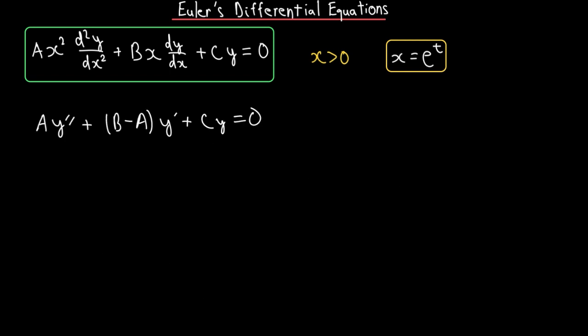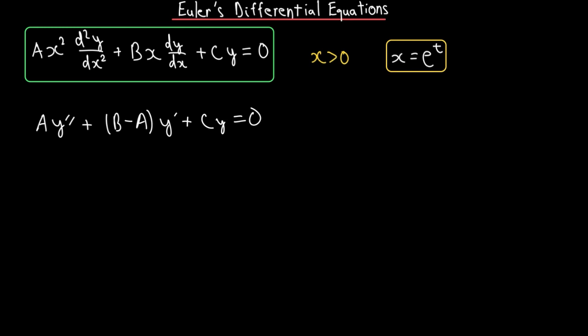To quickly summarize what we have done: we substituted x with e to the t, and then by expressing dy by dx and d squared y by dx squared in terms of dy by dt using the chain rule, we get a differential equation with constant coefficients. So now what we can do is find a general framework for finding the solutions of any of Euler's differential equations. But this can be quite tedious because here we have coefficients which we do not know. And so finding a general solution can be quite tedious.